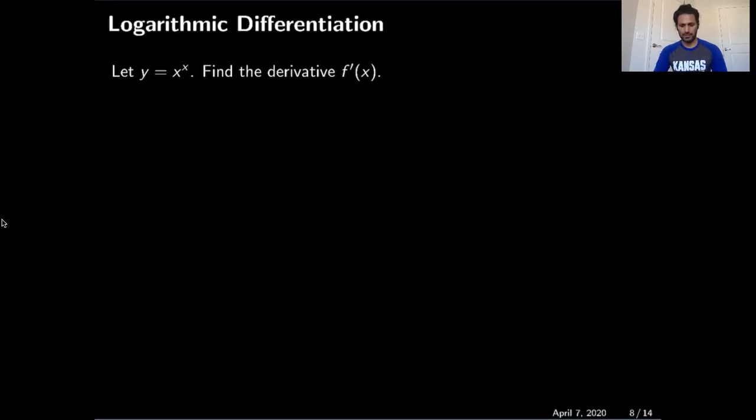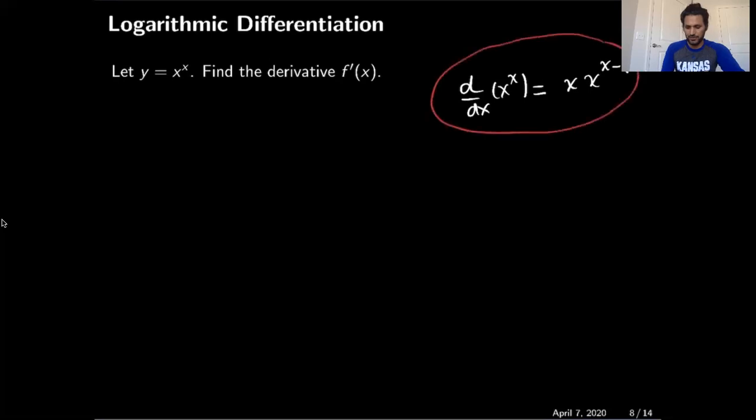Before I calculate the derivative of this function, I would like to clarify one misconception about the derivative dy by dx of this function. Some people are very tempted to calculate it by using the power rule. According to the power rule, the derivative could be x times x to the power x minus 1. But unfortunately, this is not correct. This is a wrong technique.